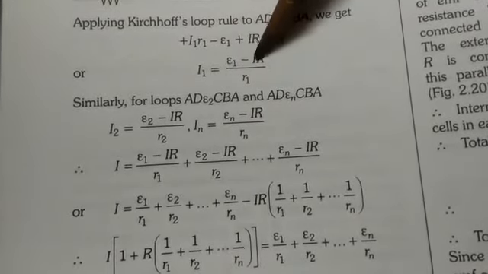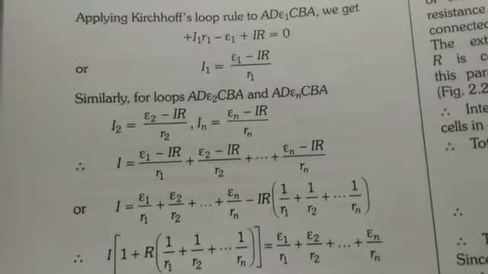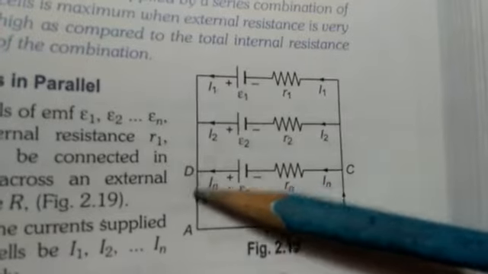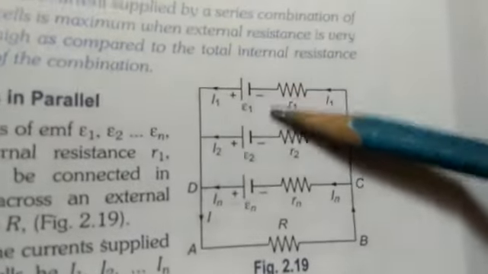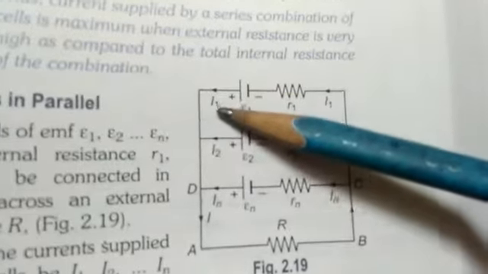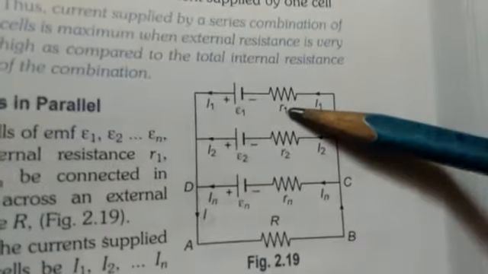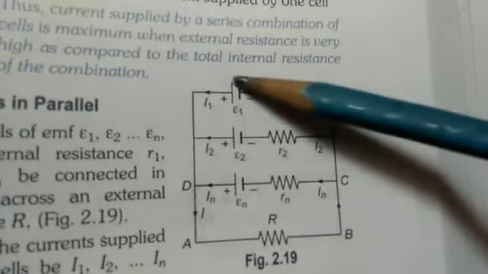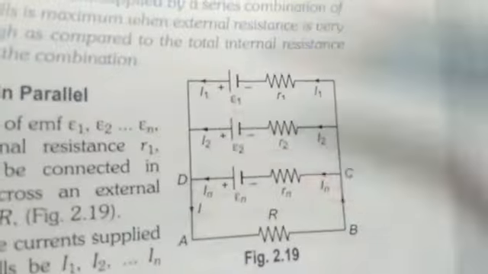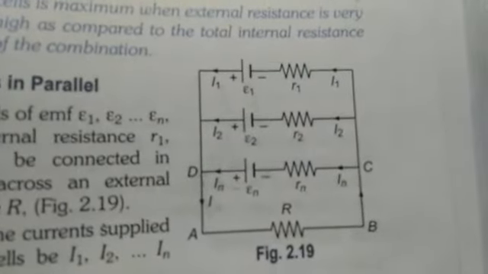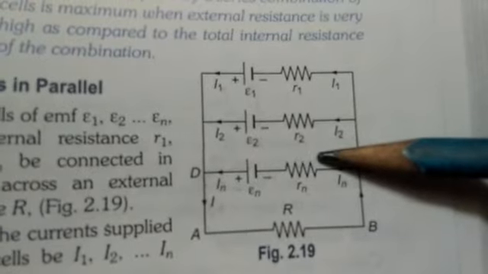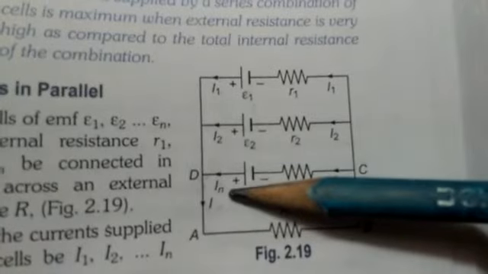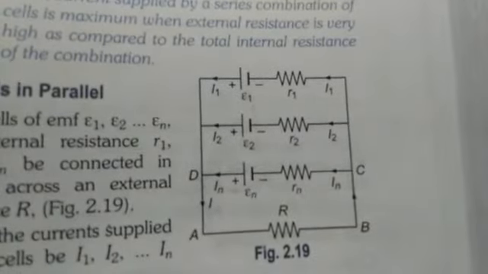Okay, so this is for the first loop. Let me show you first loop. This is the first loop. Okay, this one. Here current is I1, internal resistance is R1, EMF is E1, external resistance is R. So first we derive the value of I1 from Kirchhoff's law. Then by applying the Kirchhoff's law in second loop, we derive the value of I2, and similarly till In we will derive the value of currents.